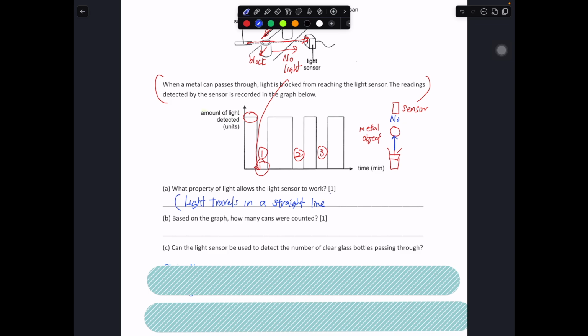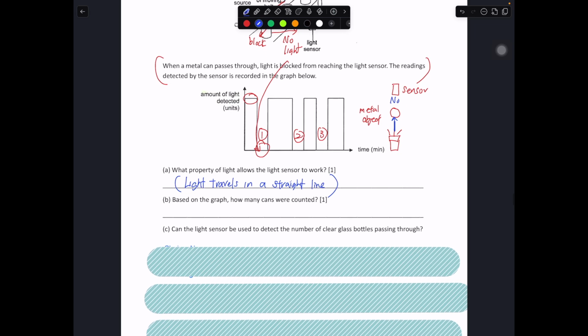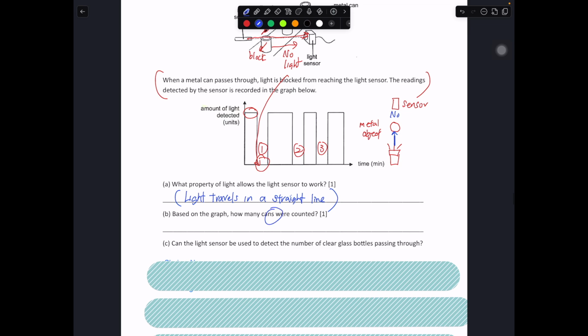For this part, this will be good enough. Based on the graph, how many cans were counted? How many cans are there in this case? 1, 2, 3. So 3 cans.